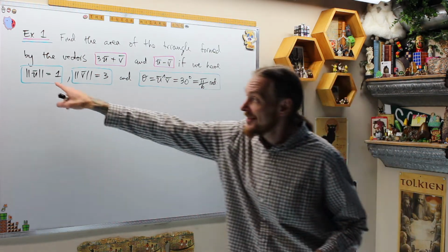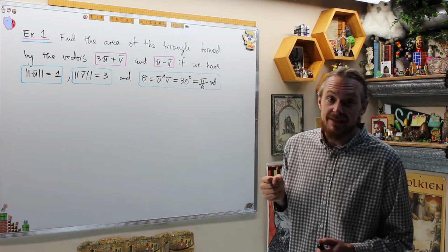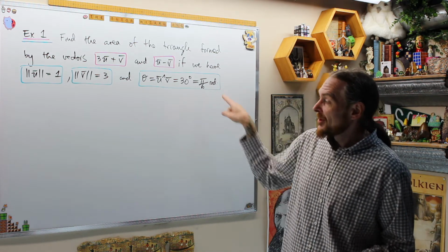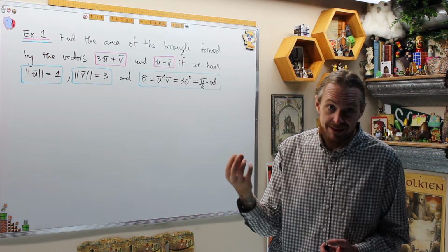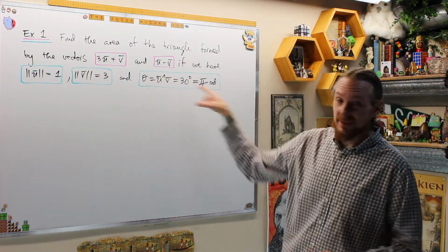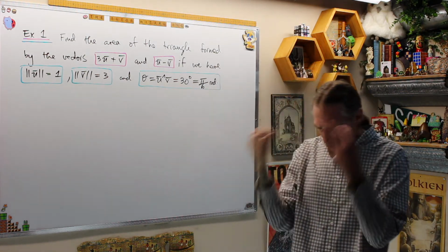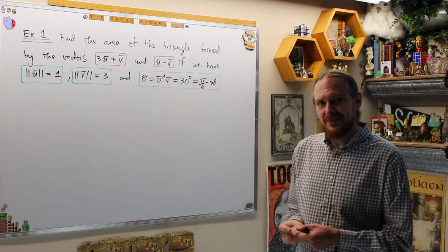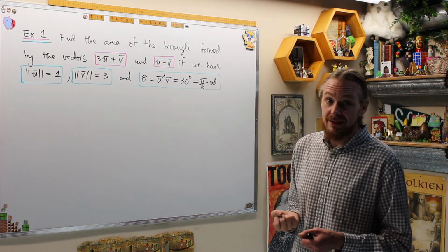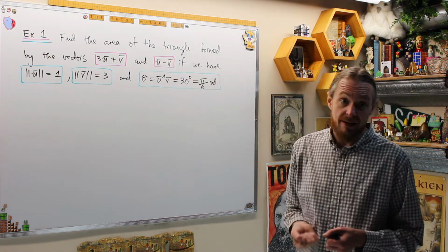All it gives us is the magnitude of U is 1, it's a unit vector, the magnitude of V is 3, and the angle between them. A crash course in trigonometry: what's sine of 30 degrees? That's right, 1/2. Our angle is going to be 30 degrees specifically, and from this you have to realize how to set this up and use the theorem and the definition of cross product to compute the area of this triangle.